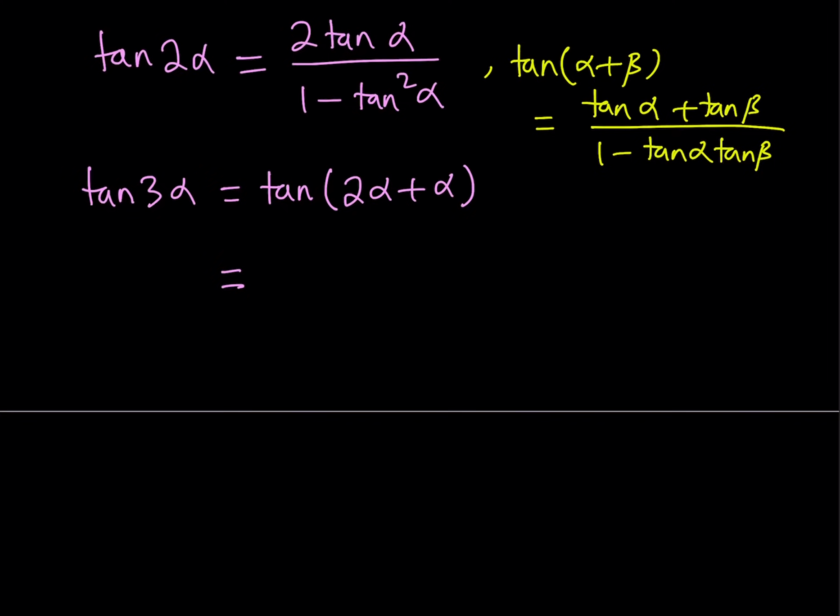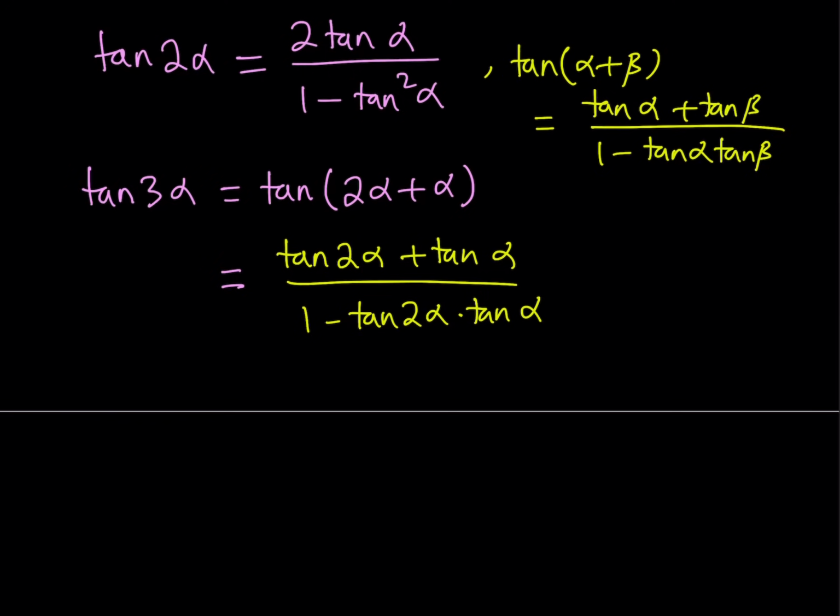So what I'd like to do here is just use that sum formula. So it's going to look like the following then. Tangent 2 alpha plus tangent alpha divided by 1 minus tangent 2 alpha times tangent alpha. Great. Now I was able to express tangent 3 alpha, but this could still be simplified a little bit. Why? Because we do have a formula for tangent 2 alpha.